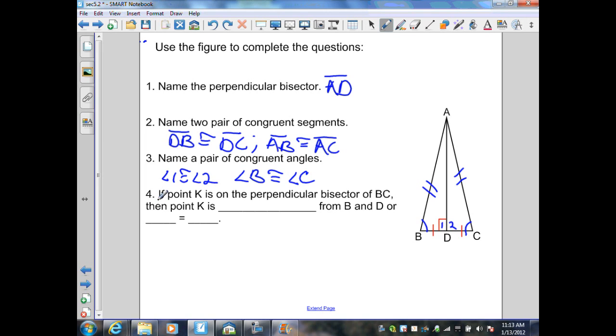Number 4, if point K is on the perpendicular bisector of BC. We don't have a point K, therefore I can put point K anywhere on this perpendicular bisector. And if I put a point K on the perpendicular bisector, then I know it is equidistant from points B and C, which tells me that AB is the same length as AC.